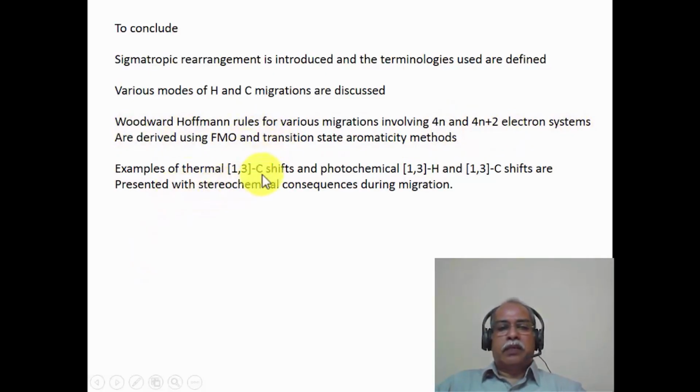Several examples of the thermal 1,3 carbon shift and the photochemical 1,3 hydrogen as well as carbon shift, with the consequential stereochemical aspect of the migration, are also discussed here. Wherever there is an antarafacial migration, it invokes an inversion of stereochemistry of the migrating center. Wherever there is a suprafacial migration taking place, there is a retention of stereochemistry. Both the points are illustrated with suitable examples in the thermal 1,3 carbon migration and the 1,3 carbon photochemical migration with the retention of stereochemistry in this particular module.